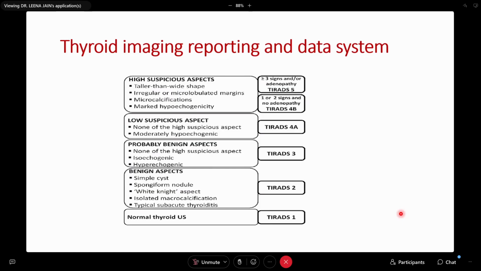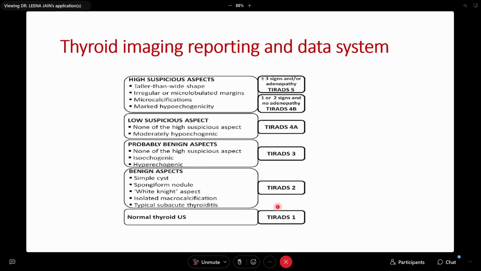What is the full form? Thyroid Imaging Reporting and Data System. So it has 5 grades. How have these grading systems been formed? We will start from TI-RADS 1. It is the normal thyroid ultrasonography: normal echogenicity, normal nodularity, normal surface. If everything is normal, then we call it a normal thyroid ultrasonography, and that corresponds to TI-RADS 1.